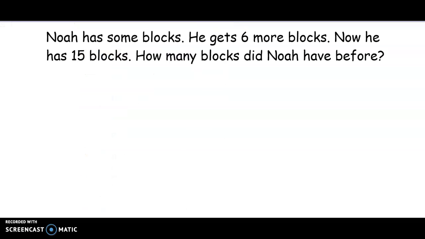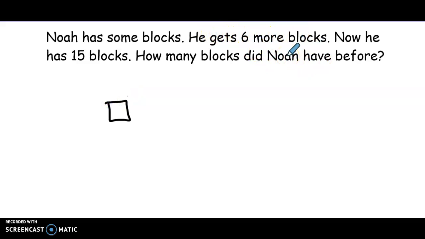The next part of our lesson is going to be word problems again. So we have to pay attention to what is the partner, what is the total, which one is missing. So this one starts off saying Noah has some blocks. We know that that's not a number. I'm going to start off with an unknown. He gets 6 more blocks.